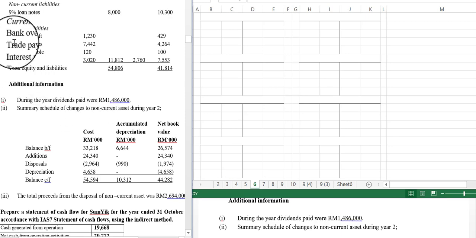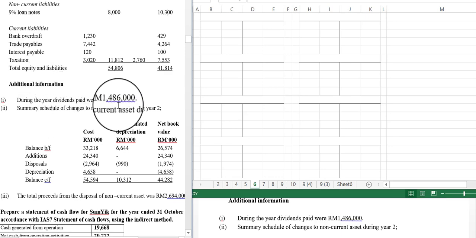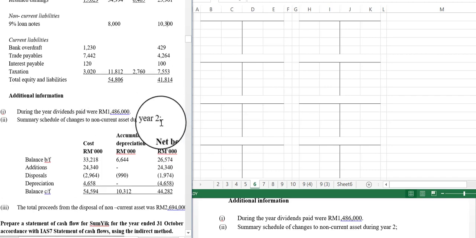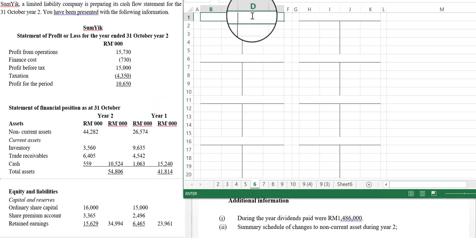So if you look here, there's no dividend. No dividend means that for the dividend paid, you don't have any other amounts, only one amount. You do not need to open a dividend account, that should be okay as well. Now we look at this. So we prepare the non-current asset first.